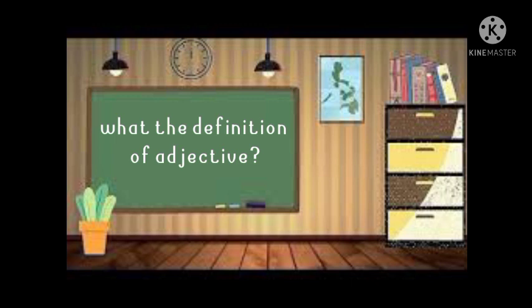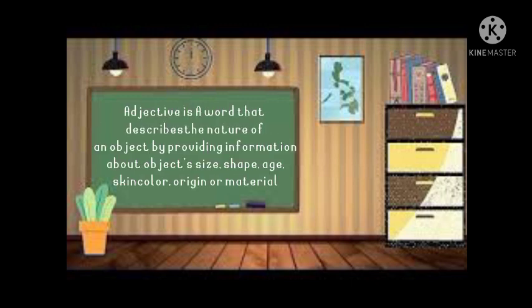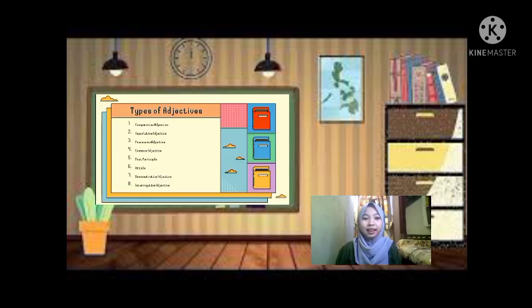So, what is the definition of adjective? Adjective is a word that describes the nature of an object by providing information about the object's size, shape, age, skin color, origin, or material.